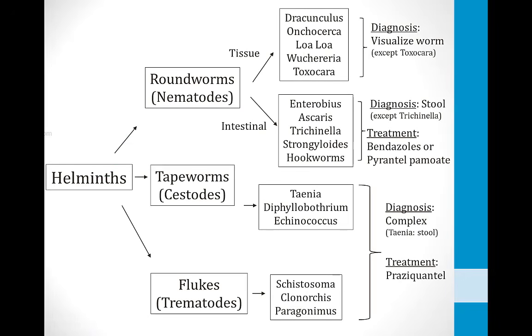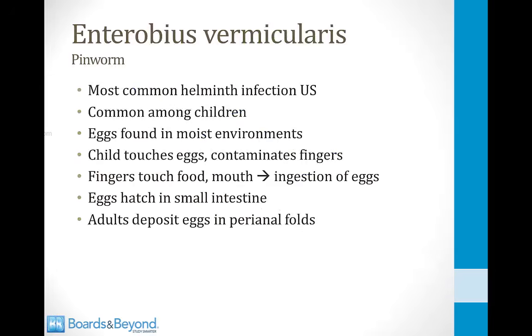So going back to our summary slide, I'm going to start by going through the intestinal helminth infections. So these are infections like Enterobius, Ascaris, Trichinella, Strongyloides, and finally the hookworms. And all of these are roundworm infections that affect the GI tract. Enterobius vermicularis is the cause of pinworm, and this is the most common helminth infection in the US.